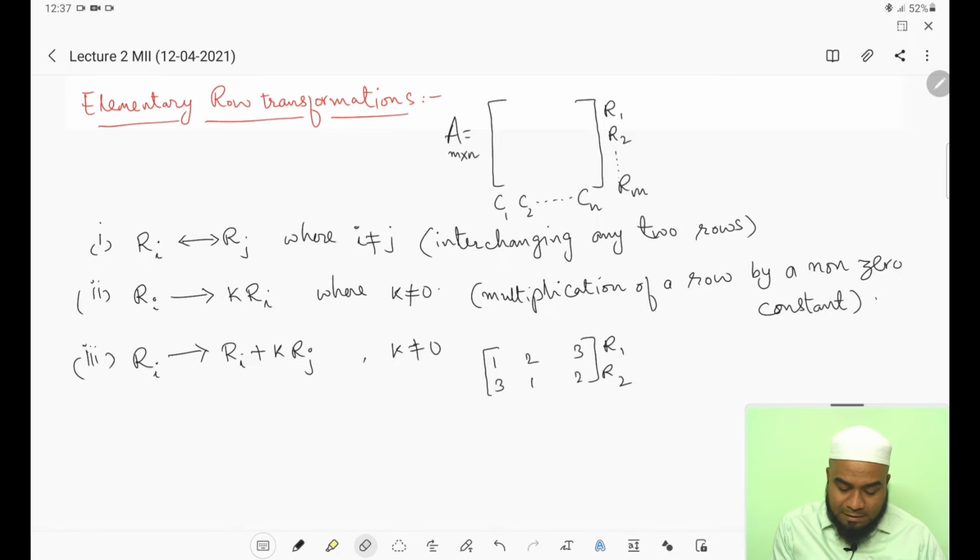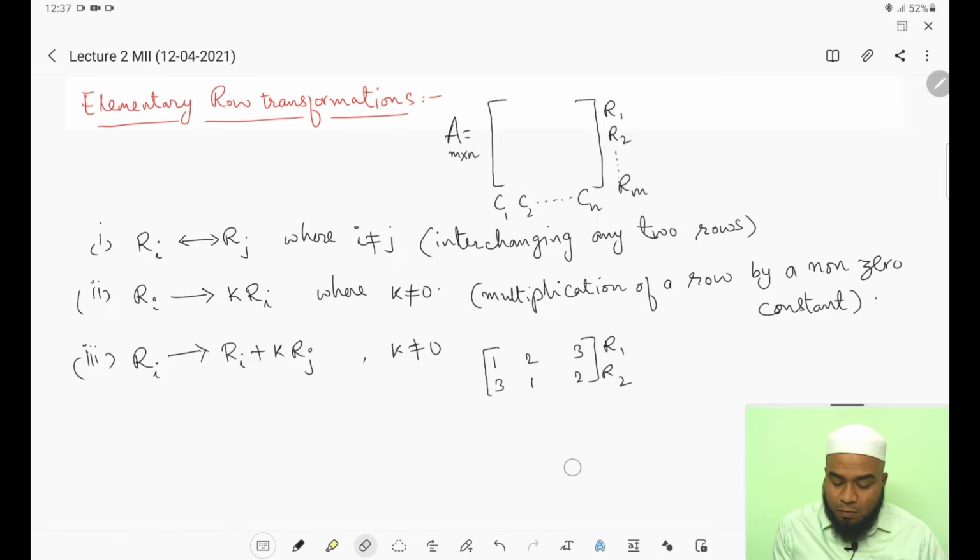The second elementary operation is we can multiply any row with a non-zero constant. Suppose I want to multiply R2 with 3, R2 is replaced with 3R2. Then what will happen? The first row I am not doing anything, the first row will be as it is, 1 2 3. The second row I am multiplying with 3. Then 3 3s are 9, 3 1s are 3, 3 2s are 6, right? We can do like this. This is the second elementary operation, right?